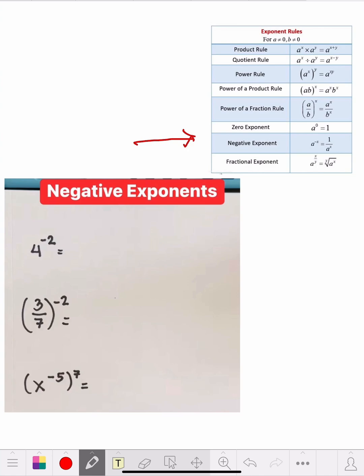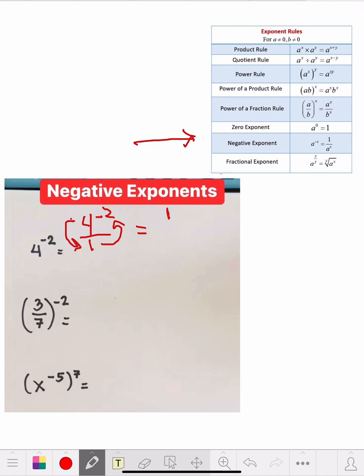So, let's go with the first one. It's 4 to the negative 2. And you know this can be written like this, so you can write it over 1. It doesn't really change the value. So now what you've got to do is flip this. The 1 goes on the top, and the 4 will go on the bottom. So you just flip it like this.